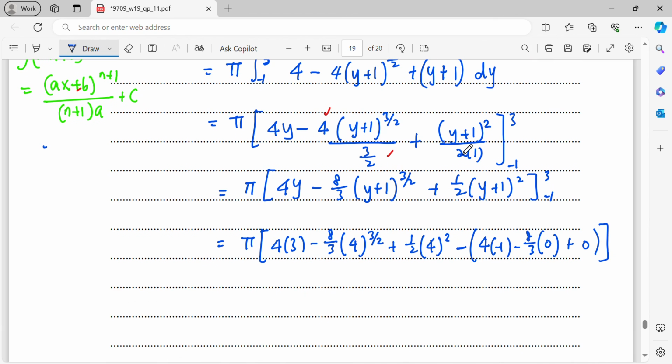So then from here, the first one is 12. The second term, you will get 64 over 3. Then half times 4 squared, that is 8. This minus, bring it in, it will be plus 4. And the other two terms are 0. So at last, you will be getting 8 over 3 pi. So that is the solution of this question.